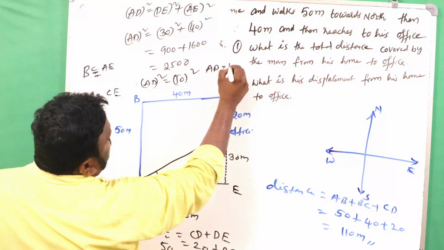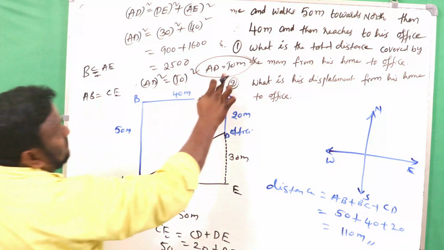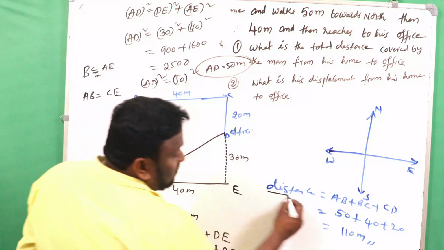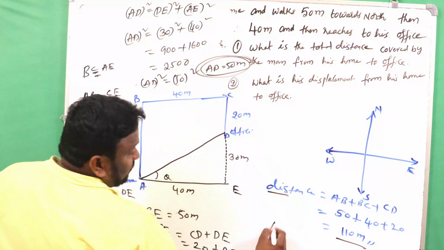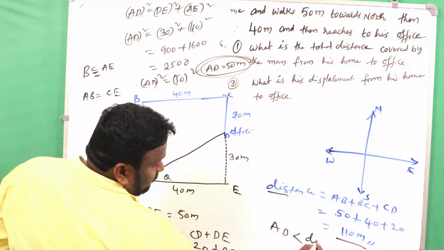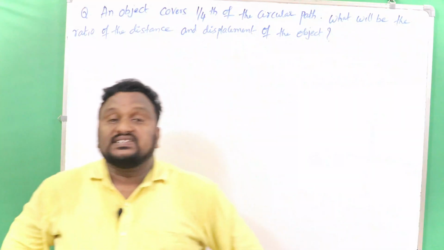Then AD is equal to 50 meters. Displacement is 50 meters. So distance we got is 110 meters, and displacement is 50 meters. So AD is displacement, and that should be less than the distance. Okay, see the next problem.